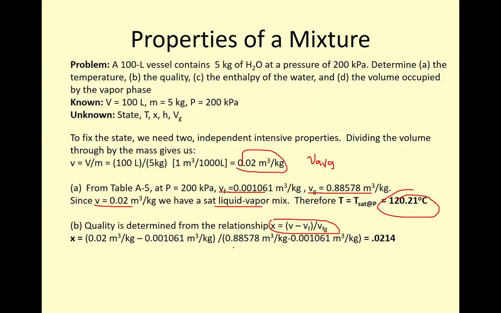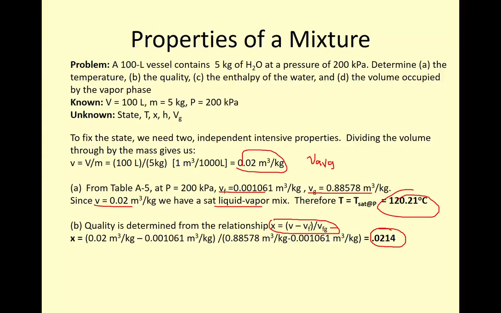So if we were to rewrite the equation for quality, instead of having our mass of the vapor over the total mass, we now have this other term in regards to specific volume. Okay, so we can calculate our quality is equal to 0.0214, and this is a unitless number.